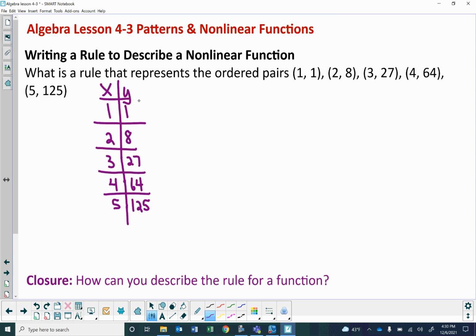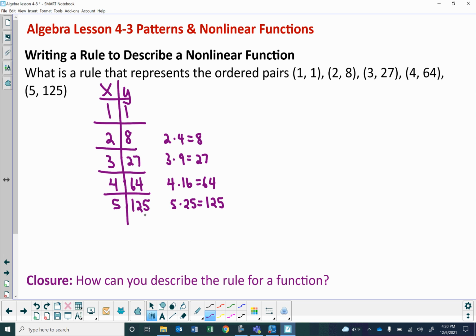To get from 1 to 1, you multiply by 1. To get from 2 to 8, you add 6, or you're like, how do I multiply it? What do I get? 2 times what equals 8? 3 times 9 is 27. 4 times something is 64. 5 times 25 is 125. So you might start looking at this going, okay, 2 times 4 equals 8. This might help. 3 times 9 equals 27. 4 times 16 equals 64. 5 times 25 equals 125.